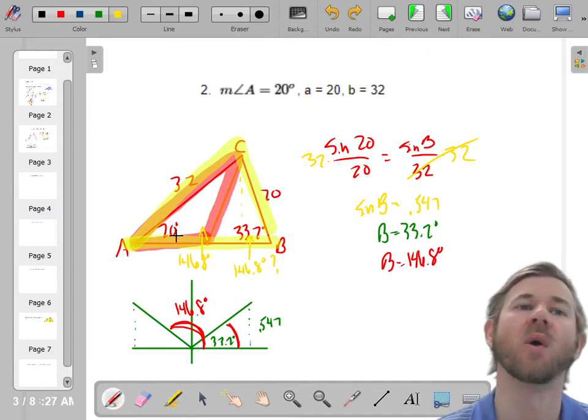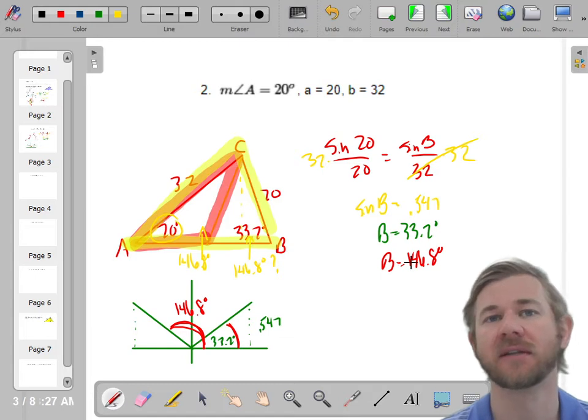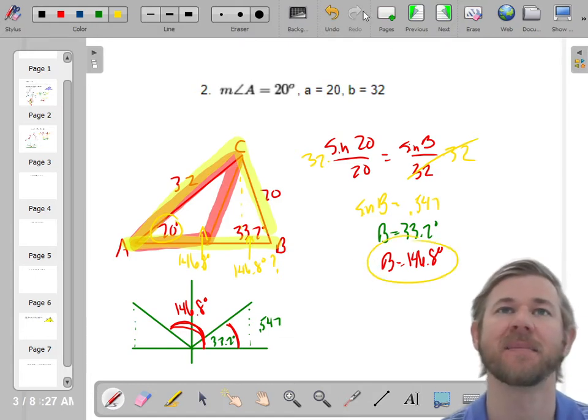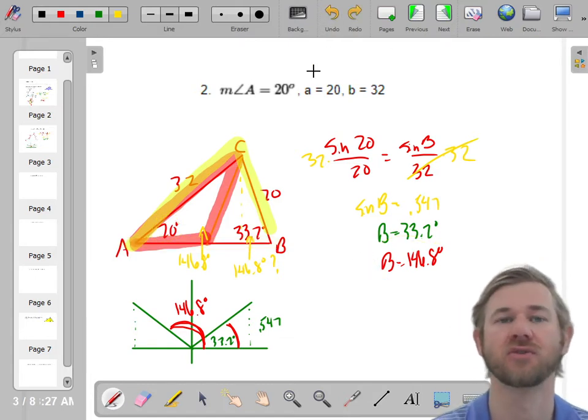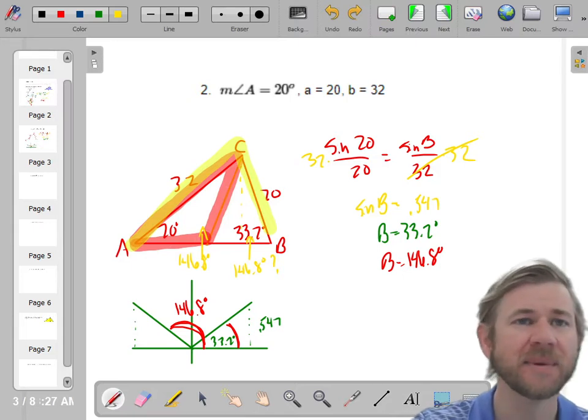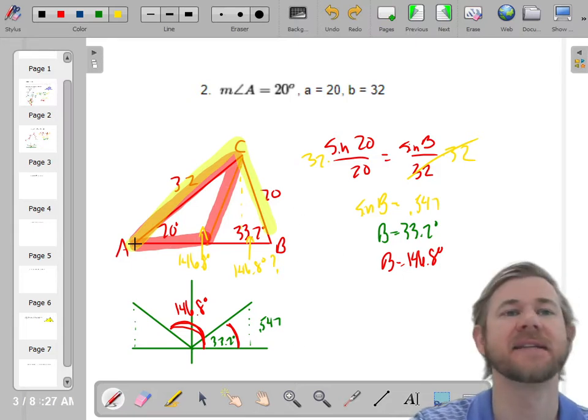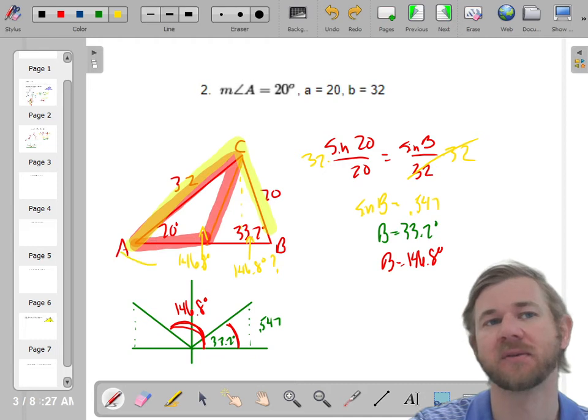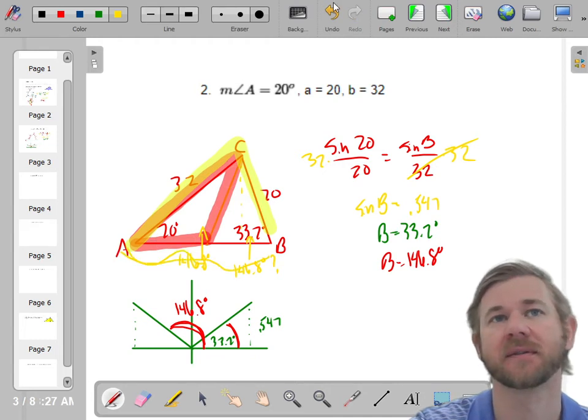But the way that we know it works is if you add it to 20 degrees, it's still less than 180. So that means it's possible that we could draw two triangles. And then we could solve for side C, but notice there would be two different values because it would be this length or this length.